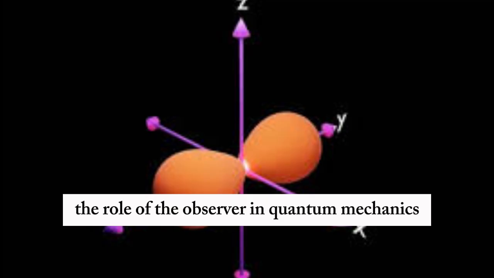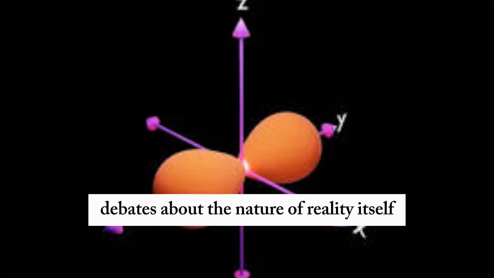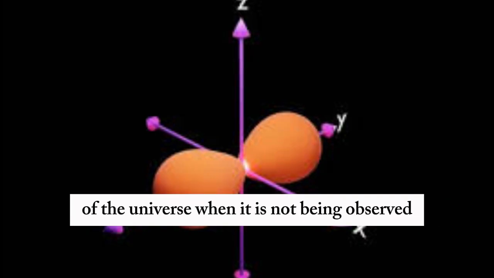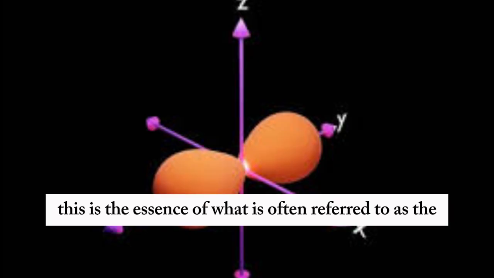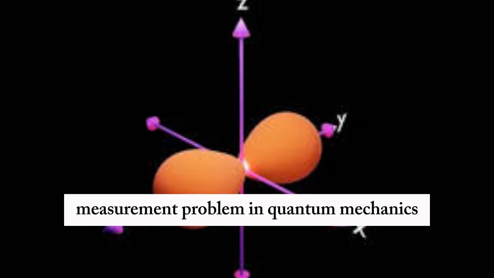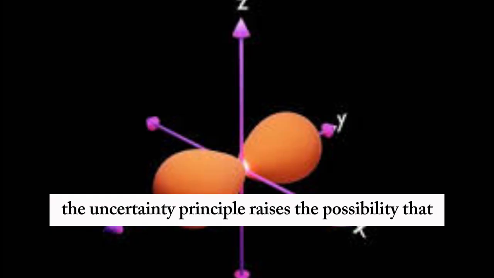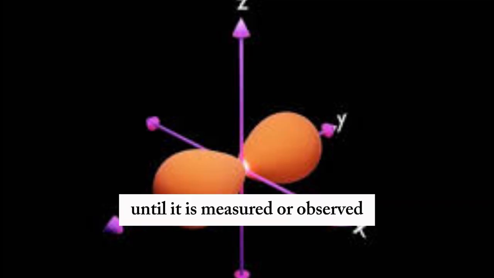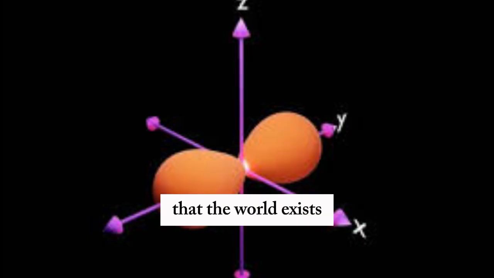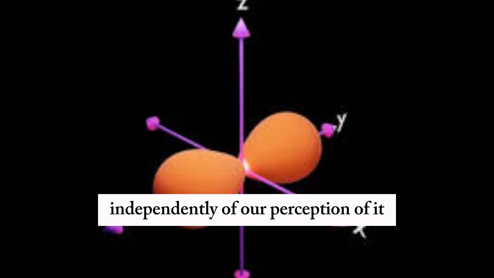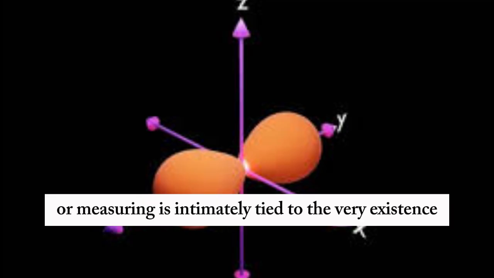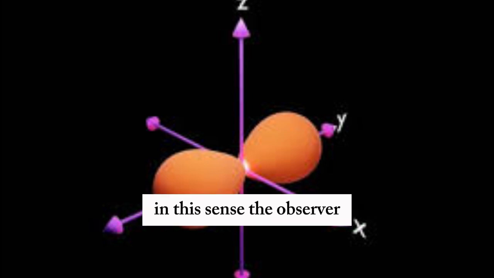The role of the observer in quantum mechanics has led to philosophical debates about the nature of reality itself. If observation affects the state of a system, then what does this mean for our understanding of the universe when it is not being observed? This is the essence of what is often referred to as the measurement problem in quantum mechanics. The uncertainty principle raises the possibility that, at least on a microscopic scale, the universe may not have well-defined properties until it is measured or observed. This challenges the classical notion that the world exists independently of our perception of it. Instead, quantum mechanics suggests that the act of observing or measuring is intimately tied to the very existence of the properties being observed. In this sense, the observer becomes an active participant in the creation of reality, not just a passive bystander.